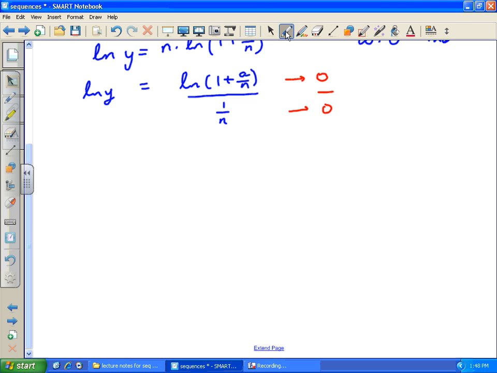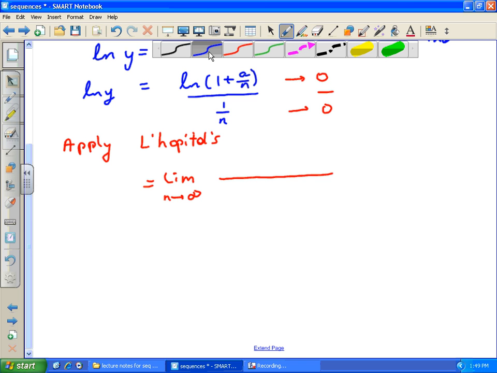We have 0 over 0. We're going to apply L'Hopital's. L'Hopital's rule says, okay, take the limit of the top, first, rather, differentiate the top and the bottom separately. Let's do the bottom because it's so much easier. What is the derivative of 1 over n? What is the derivative of 1 over n? Think of 1 over x.